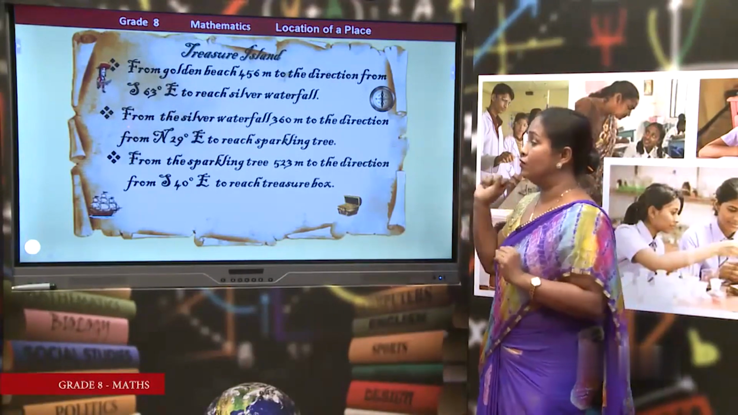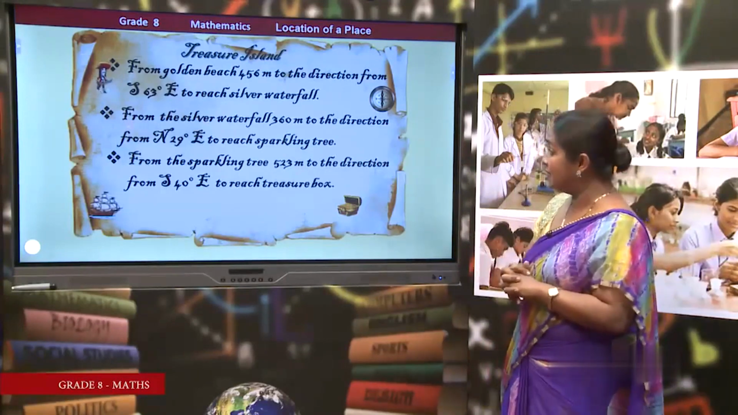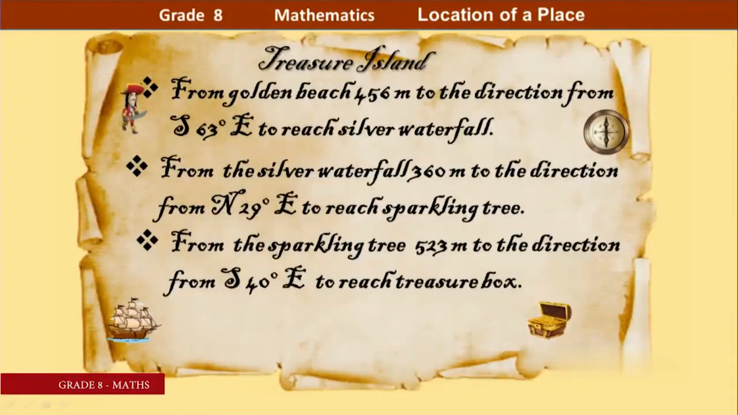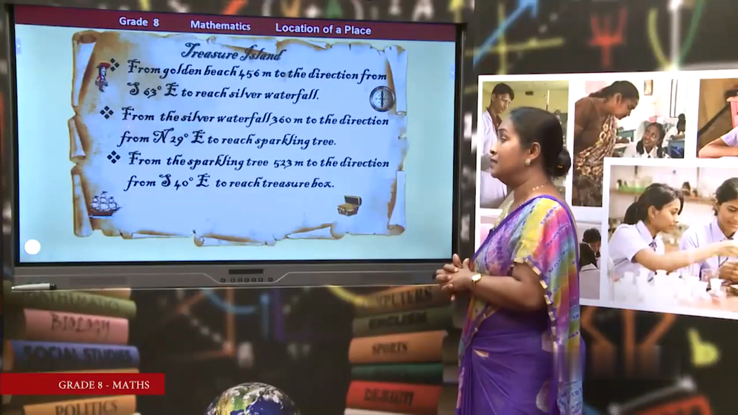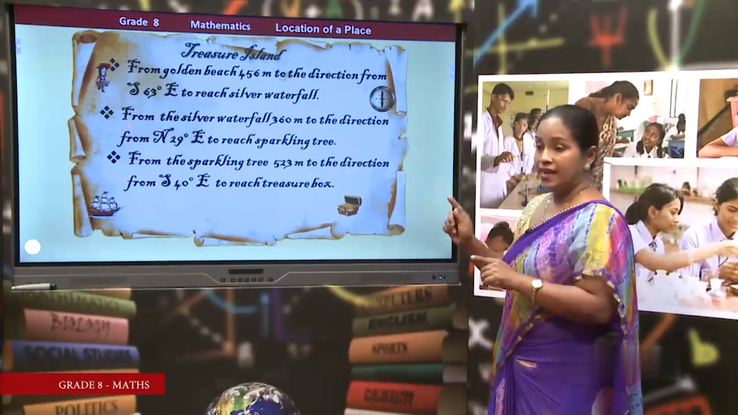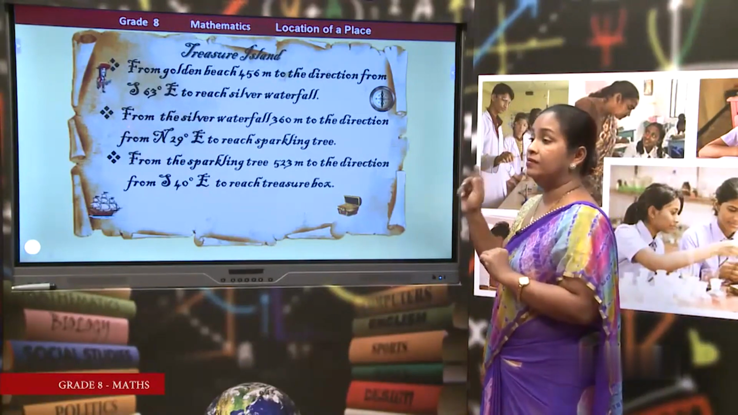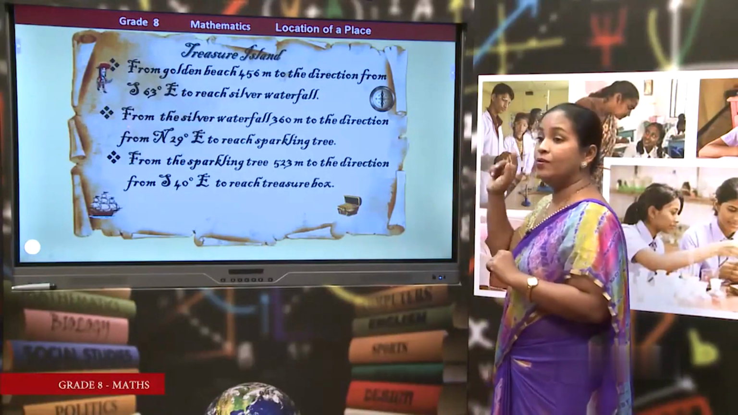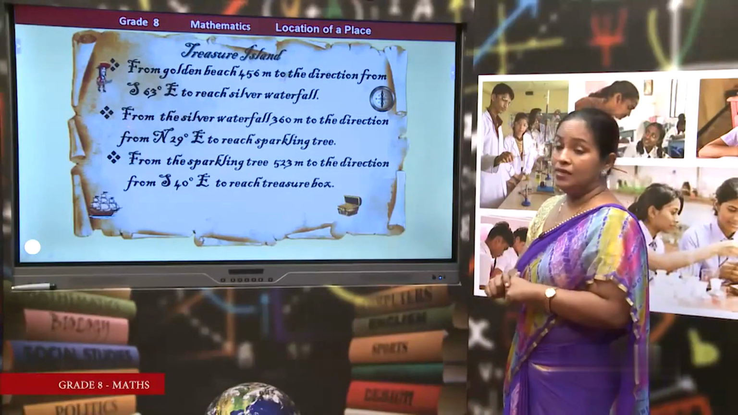From the Silver Waterfall, 360 meters to the direction from north to east. What is the angle? 29 degrees to reach the sparkling tree. Shall we check it again? What is the distance? 360 meters. What is the direction? North to east. What is the magnitude of the angle? 29 degrees. Then you can reach the sparkling tree.